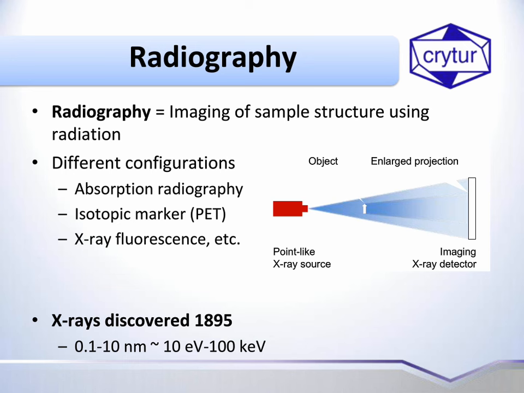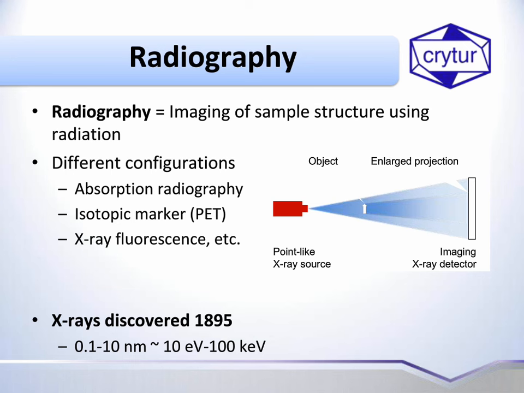First of all, we can have absorption radiography, which is the way the doctor actually performs his scan. You have a point-like X-ray source which irradiates the object, and then there's an imaging detector at a certain distance behind the object, and you can image it on an imaging detector. This is the first variant.